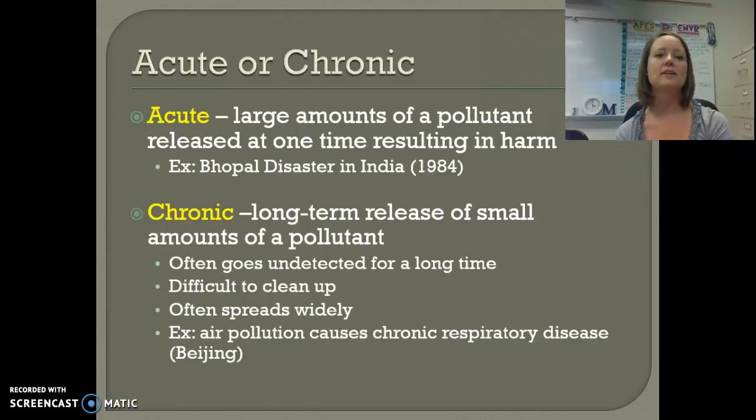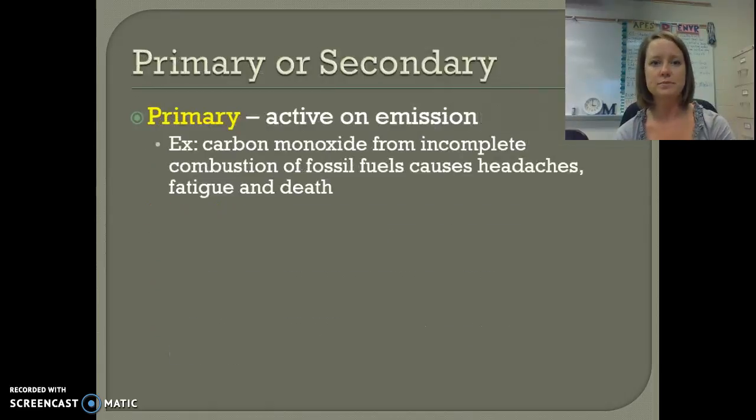Whereas chronic is when you have a long-term release of small amounts of a pollutant. The problem with this is that it often goes undetected for a long period of time. It's harder to clean up, it spreads widely. An example would be air pollution causing chronic respiratory diseases like asthma, emphysema, bronchitis, and this is an issue in Beijing. All right, then our last comparison is primary versus secondary pollutants.